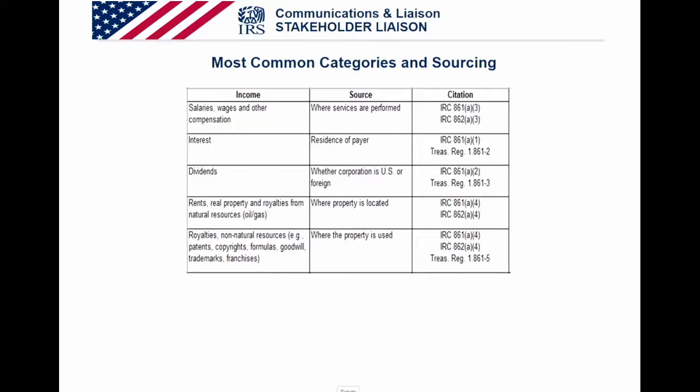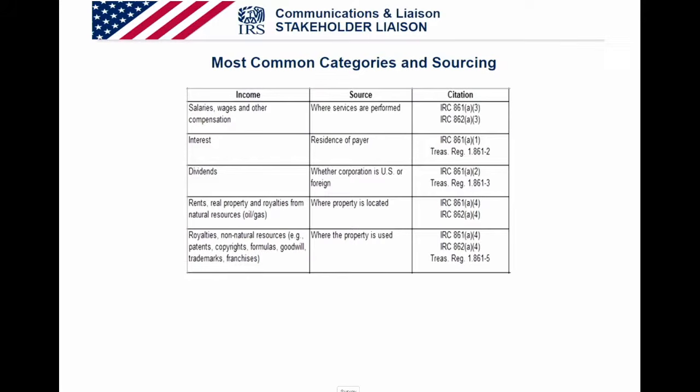So on this slide, we're providing a chart and the next slide for your reference in the future that lists sourcing rules for just some of the most common categories of income. Passive and general category income. U.S. citizens and resident aliens are taxed by the U.S. on their worldwide income, no matter where it originates.